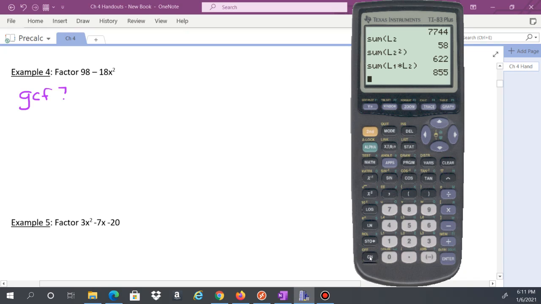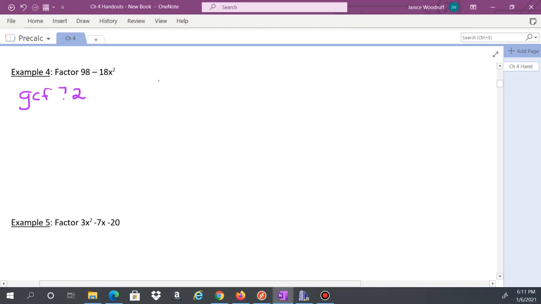Well, it might be. I'm not sure. No, 98 doesn't have 6. What about a 3? Nope. What else goes in 18? You got 2, 3, 6, and 9. Nope, so it's going to be 2. So 98 divided by 2. Okay, so we can take a 2 out of there, which means we're just dividing both of these by 2.